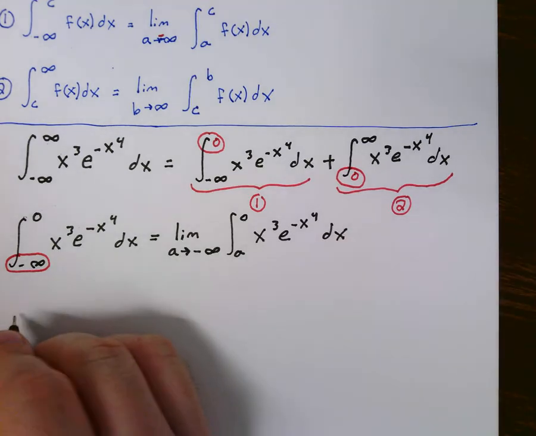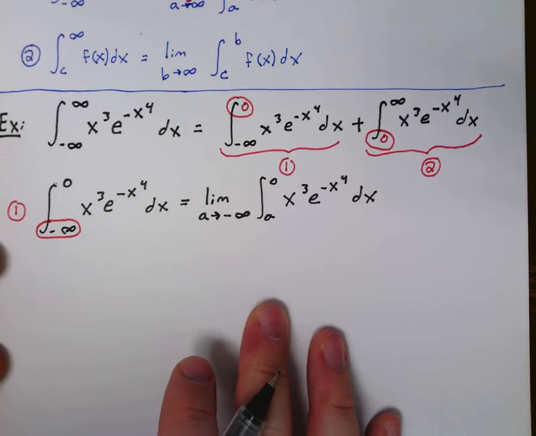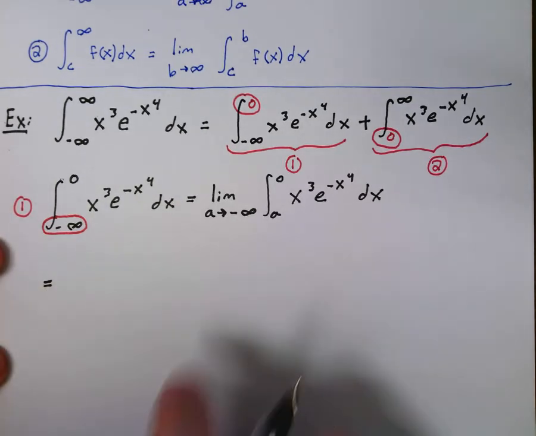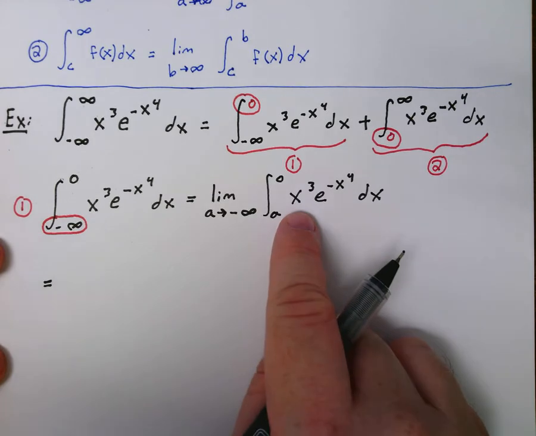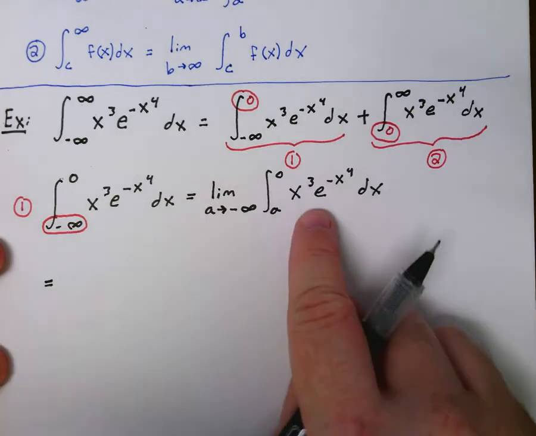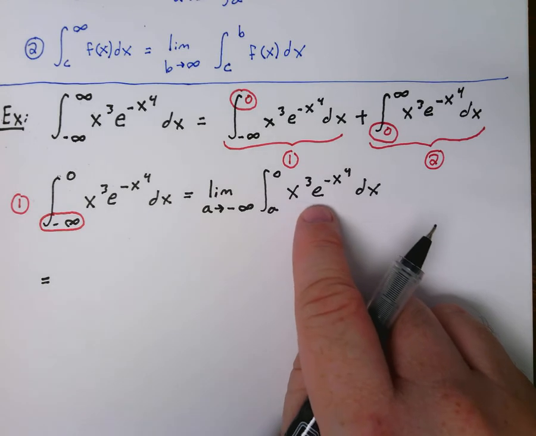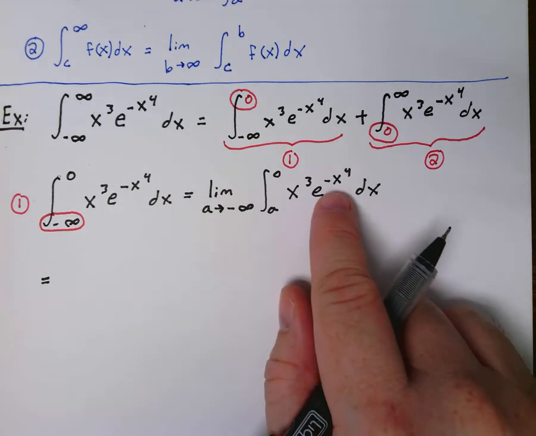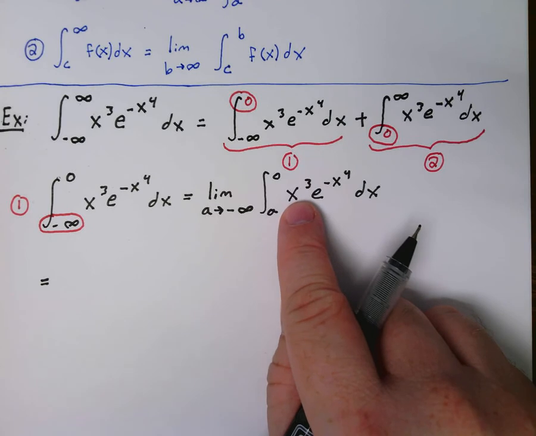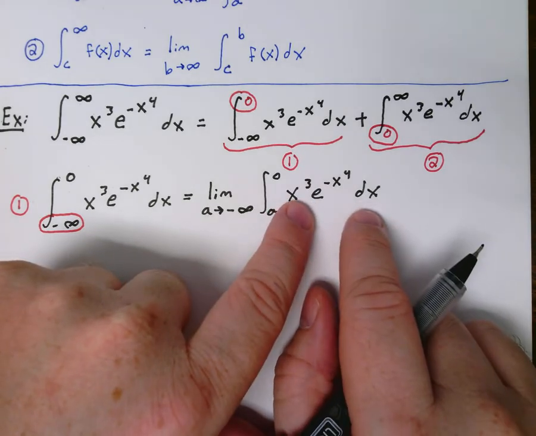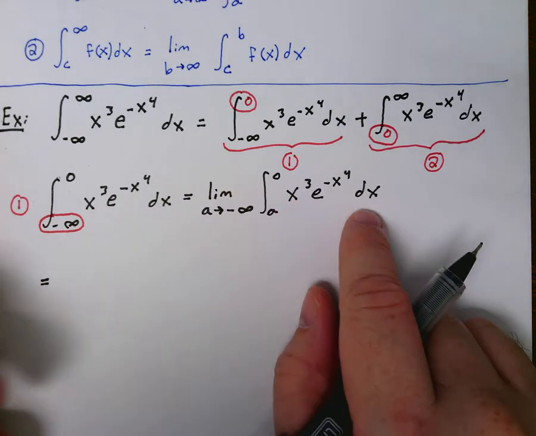Now hopefully you can sort of see this and do this part in your head. If you need to write out more steps, that's fine. I'm not really focusing on the u substitution because that's something we've already done. But what you'll notice is that for the antiderivative of this, you let u equal negative x to the fourth, and then du is going to be x cubed dx, but with the negative four out front.